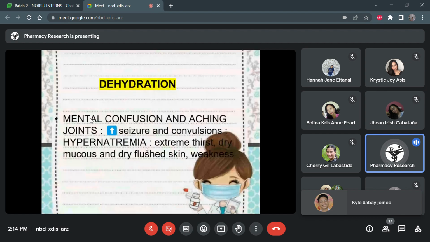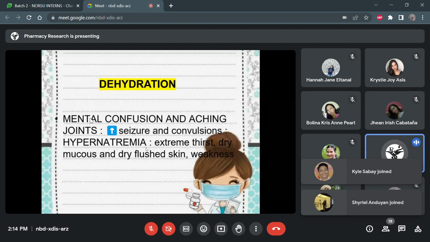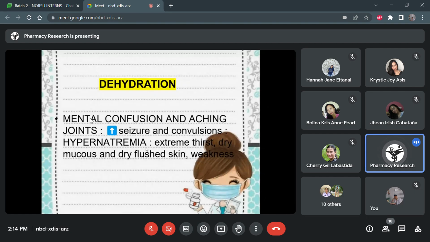During dehydration, a patient may have mental confusion and aching joints. What happens is there is a loss of fluid, so the tendency is that sodium increases. Once sodium increases, a patient may experience seizure and convulsions because it goes up to the brain. Too much sodium can cause seizure and convulsions. That's why dehydration is corrected right away by giving IV fluids.